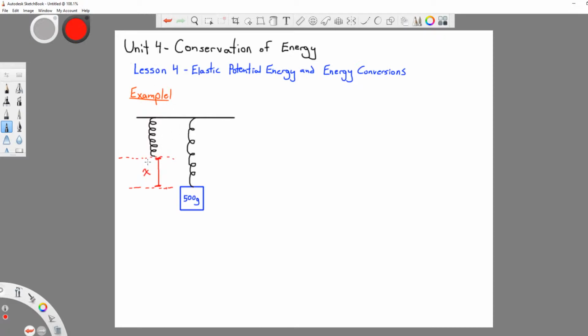A 500 gram mass is suspended from a vertical spring. That's what I have here, relaxed state, and then add the mass and it stretches out. So before, after. Determine the elastic energy stored in the spring by taking measurements from the diagram. So that is a little bit different. I'll give you the measurements that I have in my diagram.